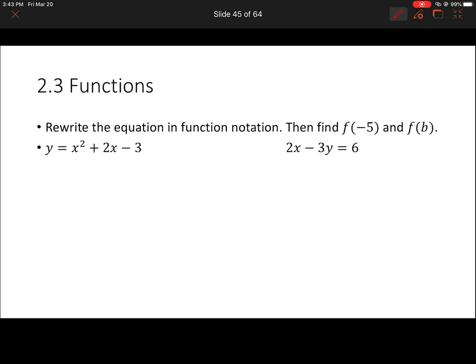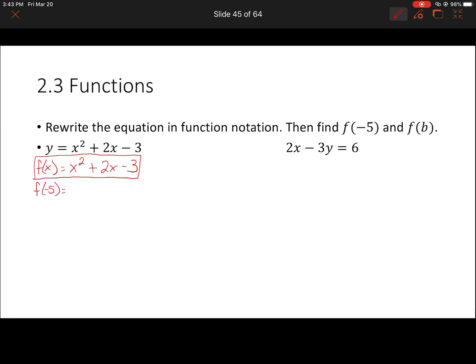So if you look at this first example, we already have y equals some stuff. And so we're just going to replace y with f of x. And so now our function is x squared plus 2x minus 3. And there's our function notation. That's the first part of the question, to write this in function notation. Again, literally all we did was replace y with f of x.